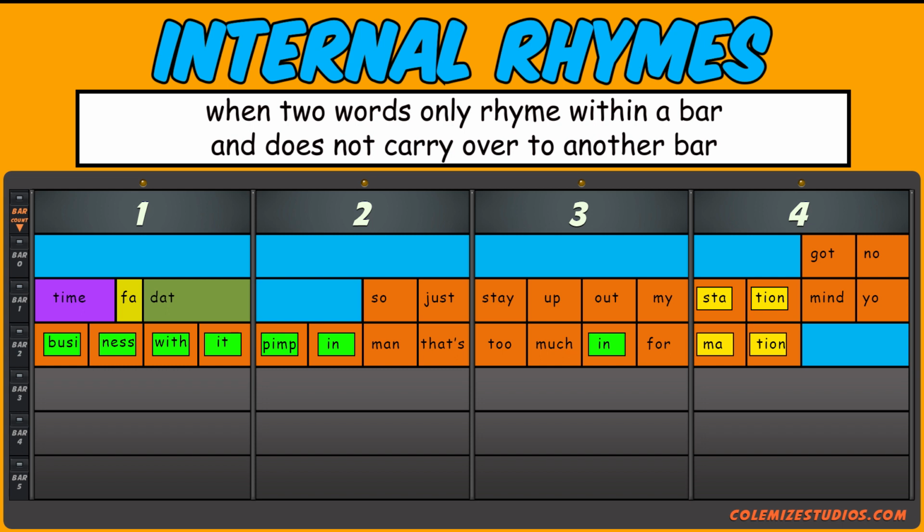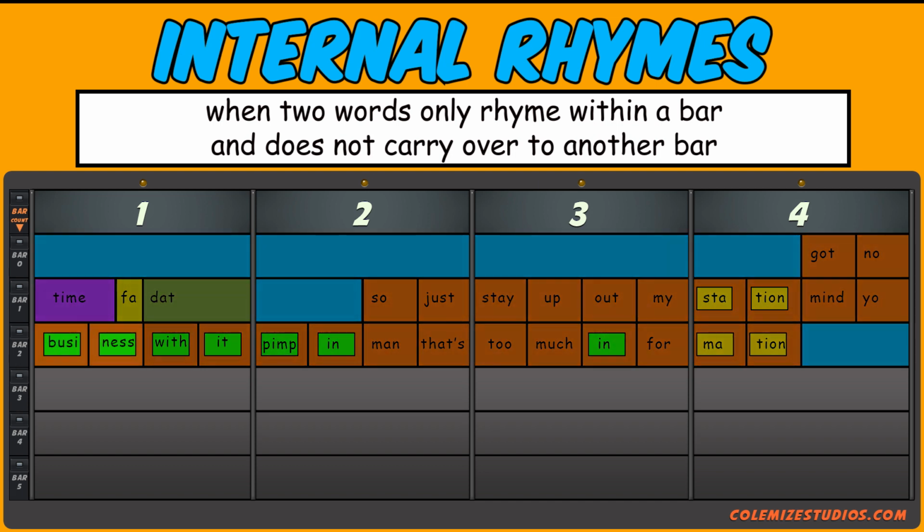Now let's talk about internal rhymes. An internal rhyme occurs when 2 words rhyme with each other within a bar, but that rhyming pattern does not carry over to another bar. For example, notice how I only rhyme with the eh sounds using business, with it, and pimpin' on the 2nd bar, but I don't rhyme with these words at all on the 1st bar.